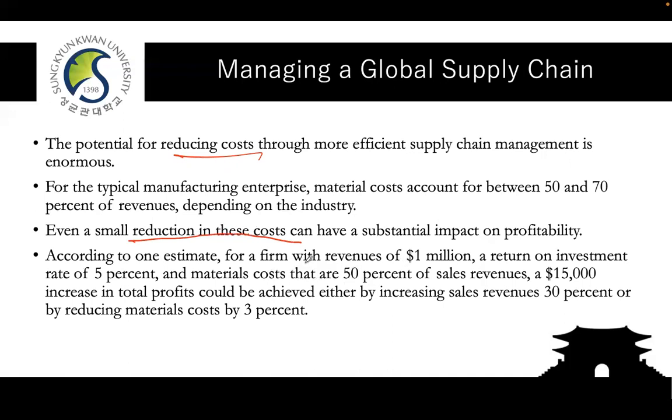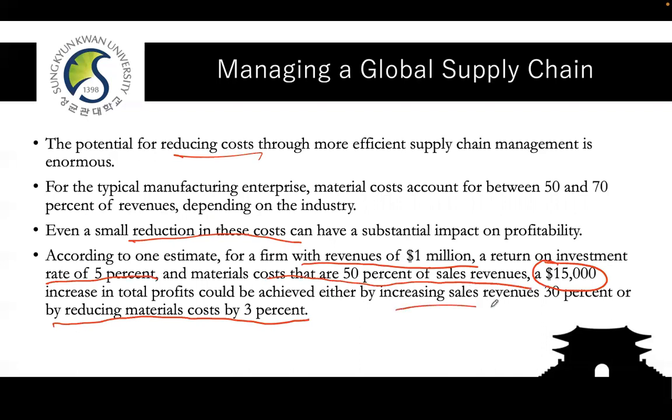See an example here. If a firm has revenues of 1 million with a return on investment of 5%, material costs are about 50% of revenue. So the cost of materials is about 50% of revenues. So we could see that by reducing material costs by only 3%, the company could increase its profit by 15,000. Right? So see the story here.